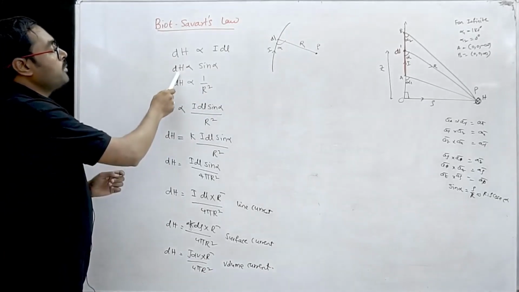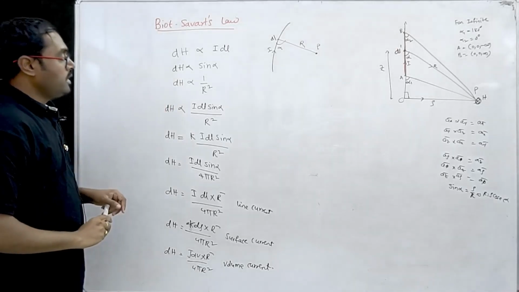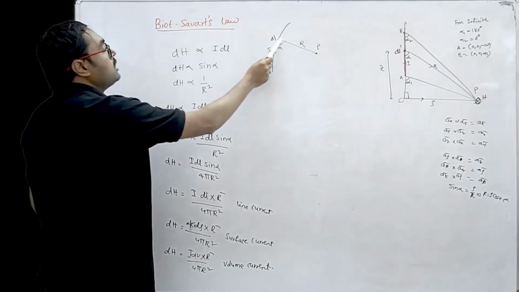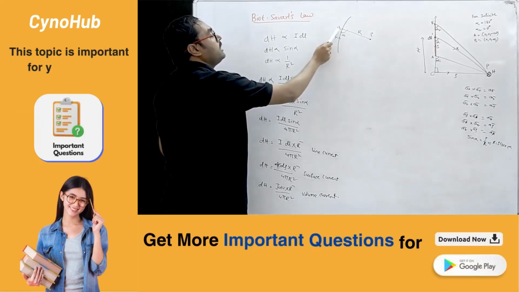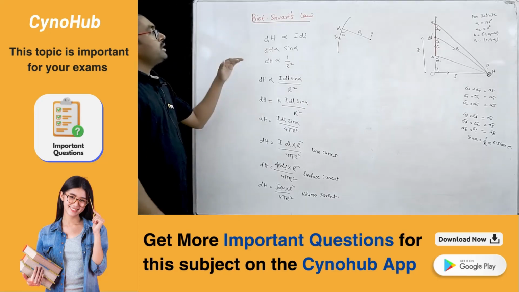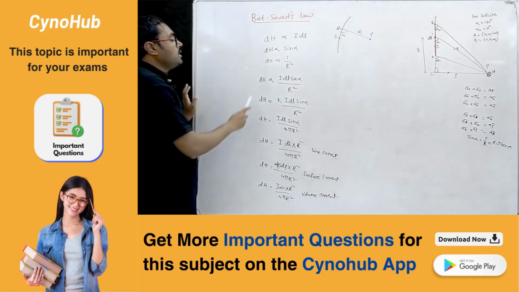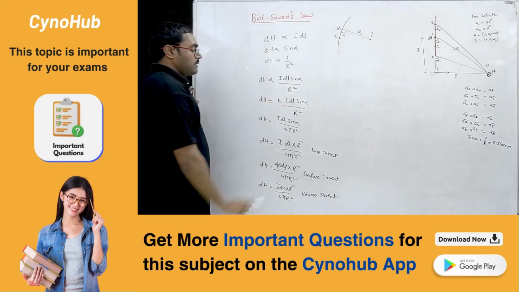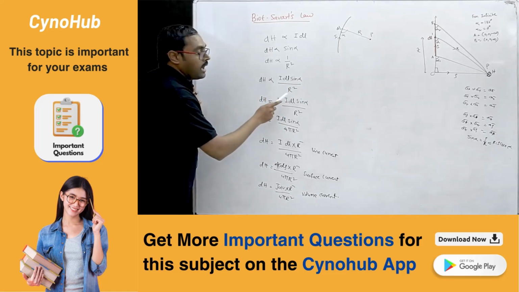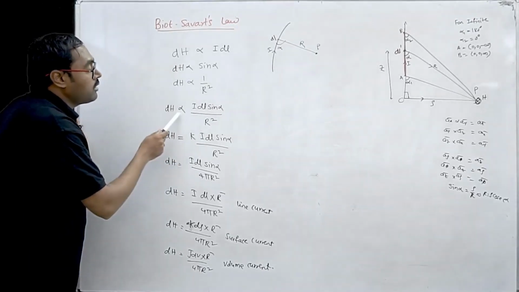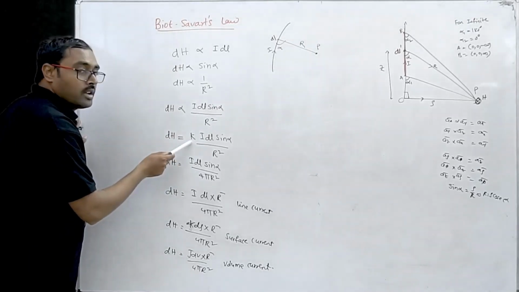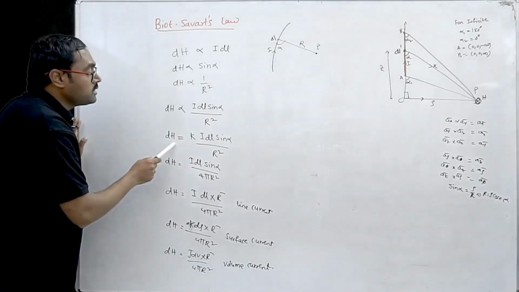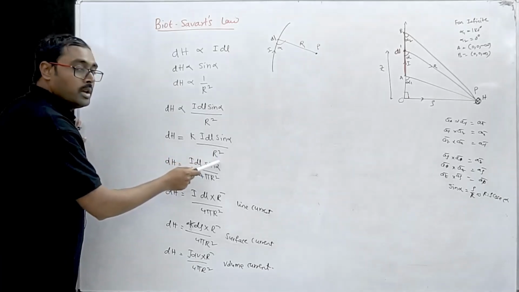That is also directly proportional to the magnetic field intensity. After that, the magnetic field intensity is inversely proportional to the square of the distance between P and dl. Combined, we can write this as Biot-Savart's law: dH is directly proportional to I dl sin alpha by r squared. After that, we write it as an equation with a constant, the proportionality constant: dH is equal to k times I dl sin alpha by r squared.